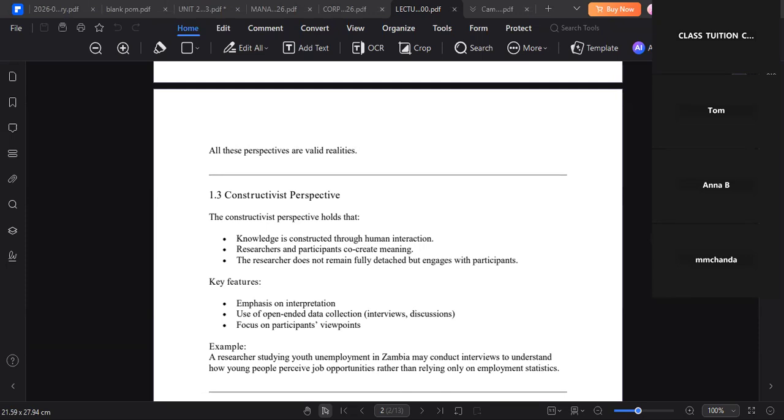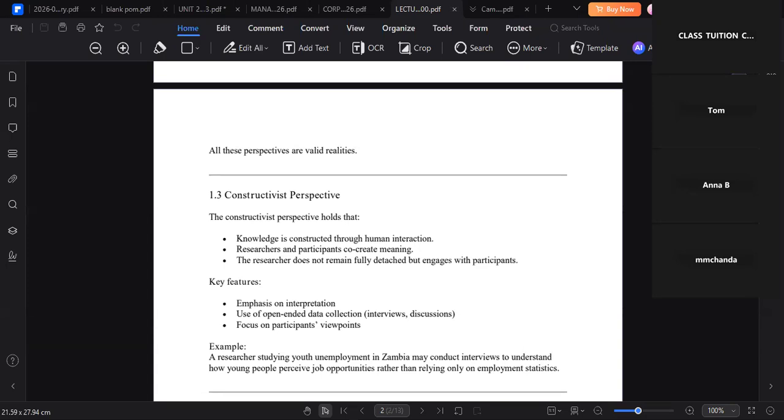So this is the perspective that the constructivists hold. For instance, a researcher who is studying youth unemployment in Zambia wants to understand how young people perceive job opportunities rather than relying on the statistics that we have from Central Statistics. They want to know, why are you not employed? Are there opportunities in reality?